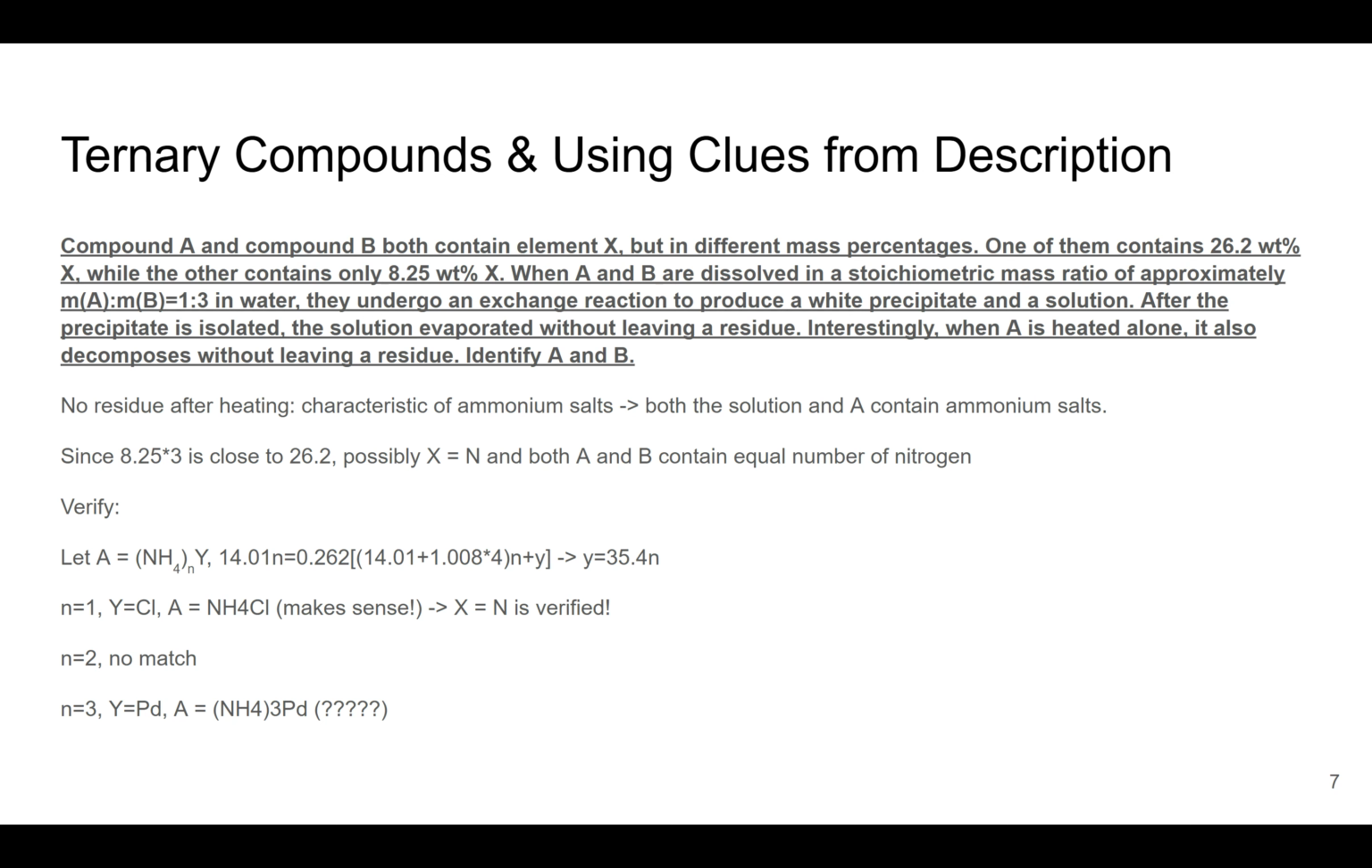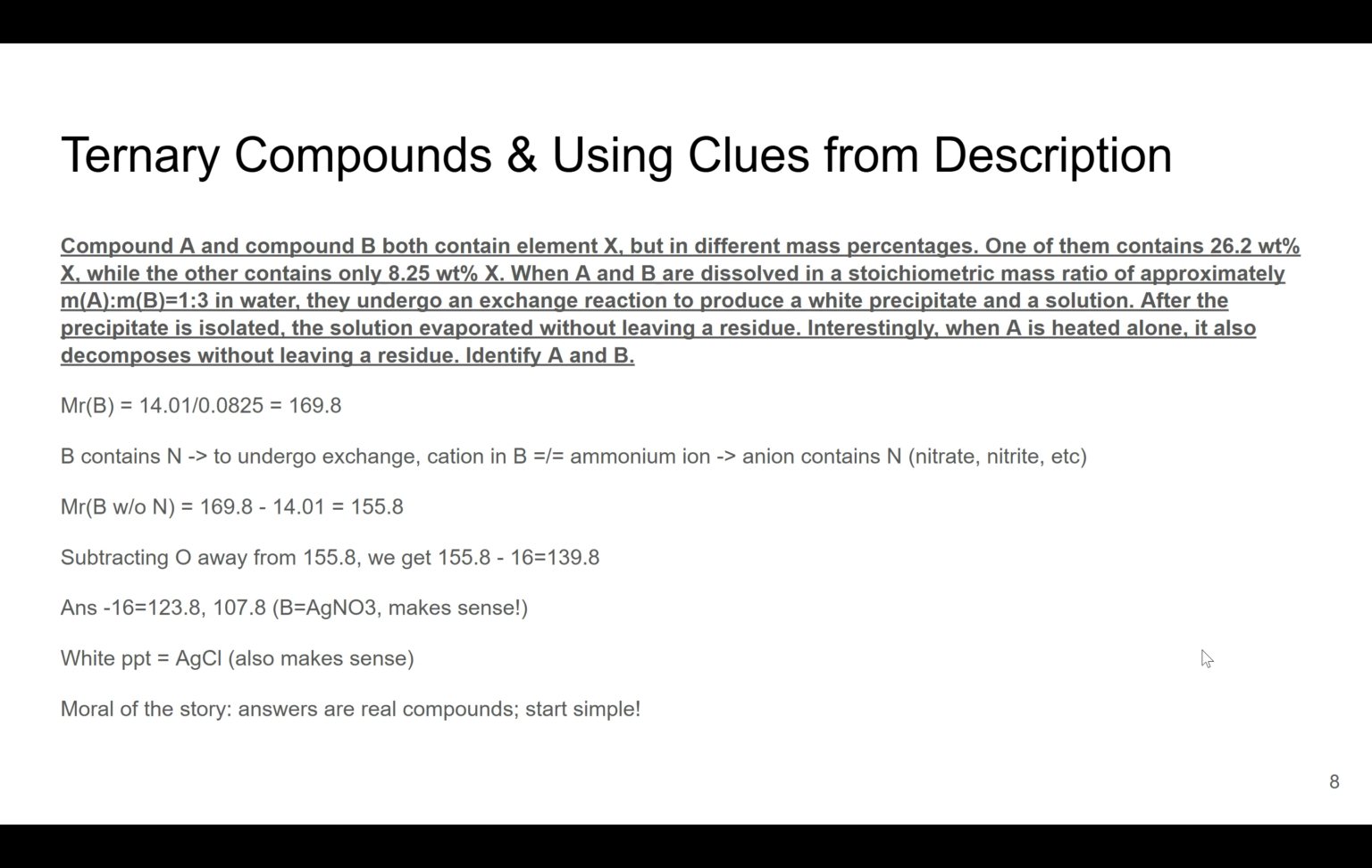And when you substitute N equals to 3, something interesting happens, because the value of small y will be very close to the relative atomic mass of Pd, and A would then be (NH4)3Pd, which is really weird because that doesn't seem to fit the description elsewhere in the problem. So we are pretty sure that Pd isn't an element that we're looking for inside this problem, and so we can safely reject this solution.